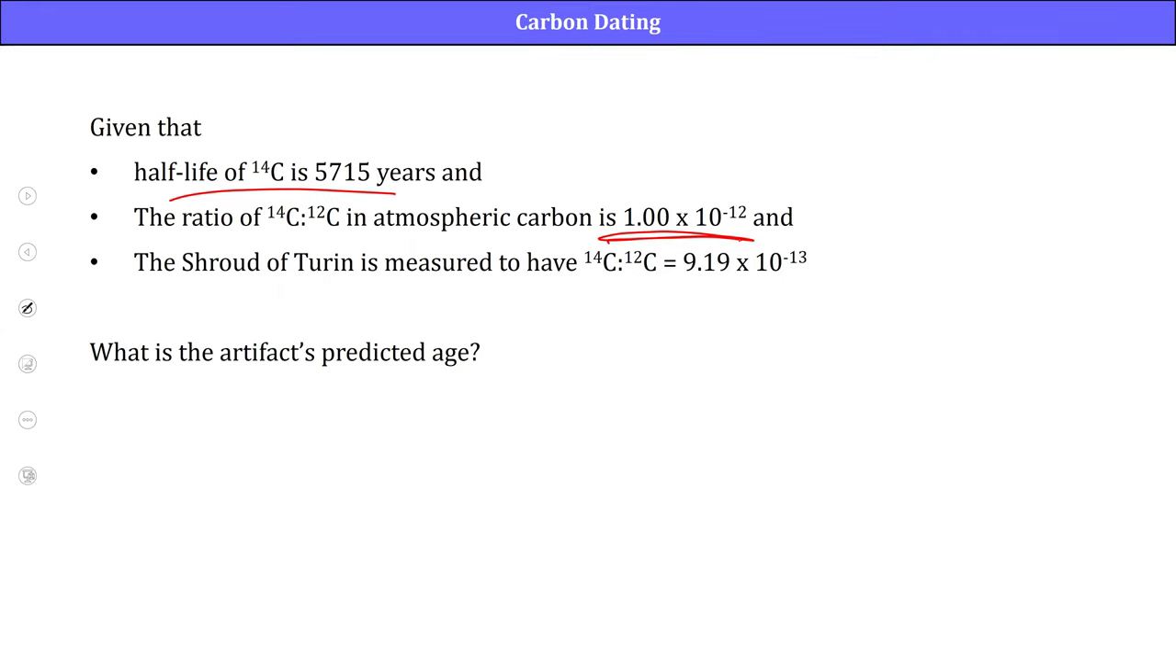So these are real numbers for the Shroud of Turin, which, if you didn't grow up in the 90s, was a big deal in the 90s. There was a Vatican artifact that was supposedly Jesus Christ's death shroud that he was buried in, because there was a stain on it that looked a little bit like a face. And they claimed that since the Middle Ages, they had this piece of cloth that they said was Jesus Christ's burial shroud.